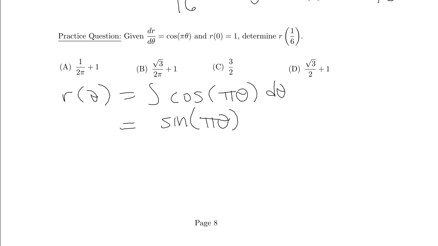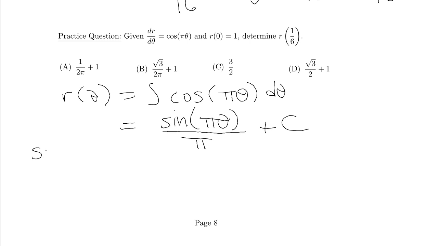So, okay, I know there has to be a sine of pi theta there. What would happen if I took its derivative right now? The derivative of sine is cosine, so I'd have cosine of pi theta. But then for the chain rule, it would then be multiplied by pi. So I don't want it to be multiplied by pi, which means I need to divide out by pi and add a constant. So my antiderivative is sine of pi theta divided by pi plus a constant.